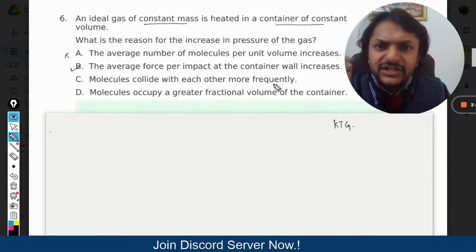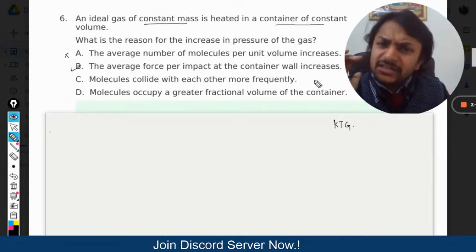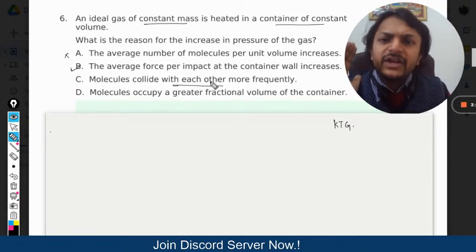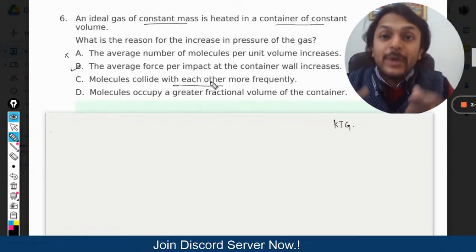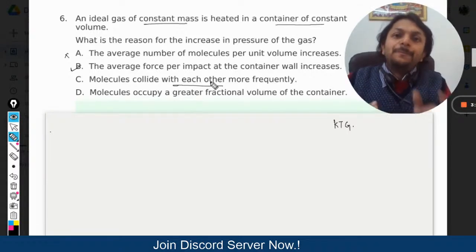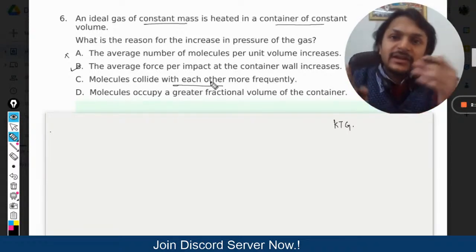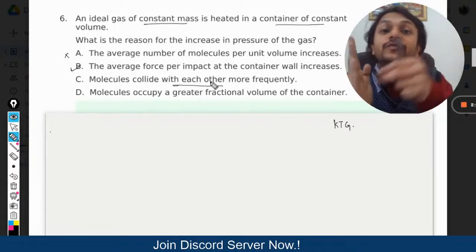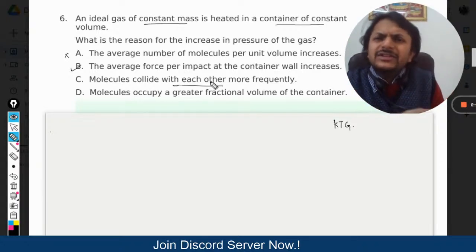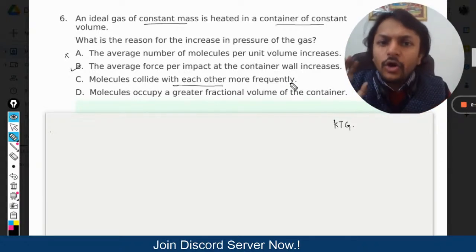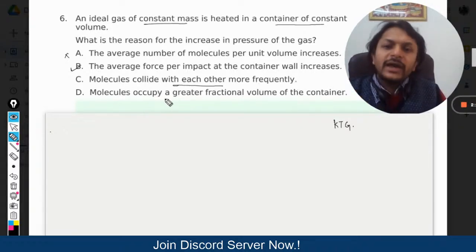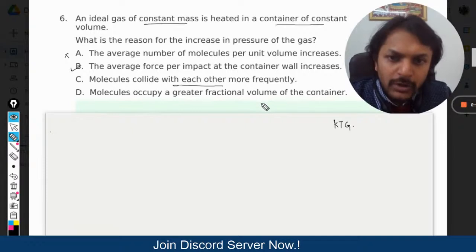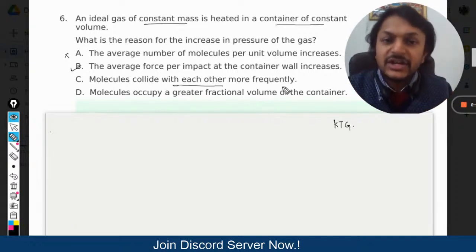Molecules collide with each other more frequently. Yes, this is true. But if they're colliding with each other, that does not mean that they are creating pressure on a wall. Pressure on a wall will be created by the collision of molecules with the wall. If they're colliding with each other, it doesn't matter. So although this statement is true, the answer is not right. Molecules occupy a greater fractional volume of the container. This doesn't make any sense.